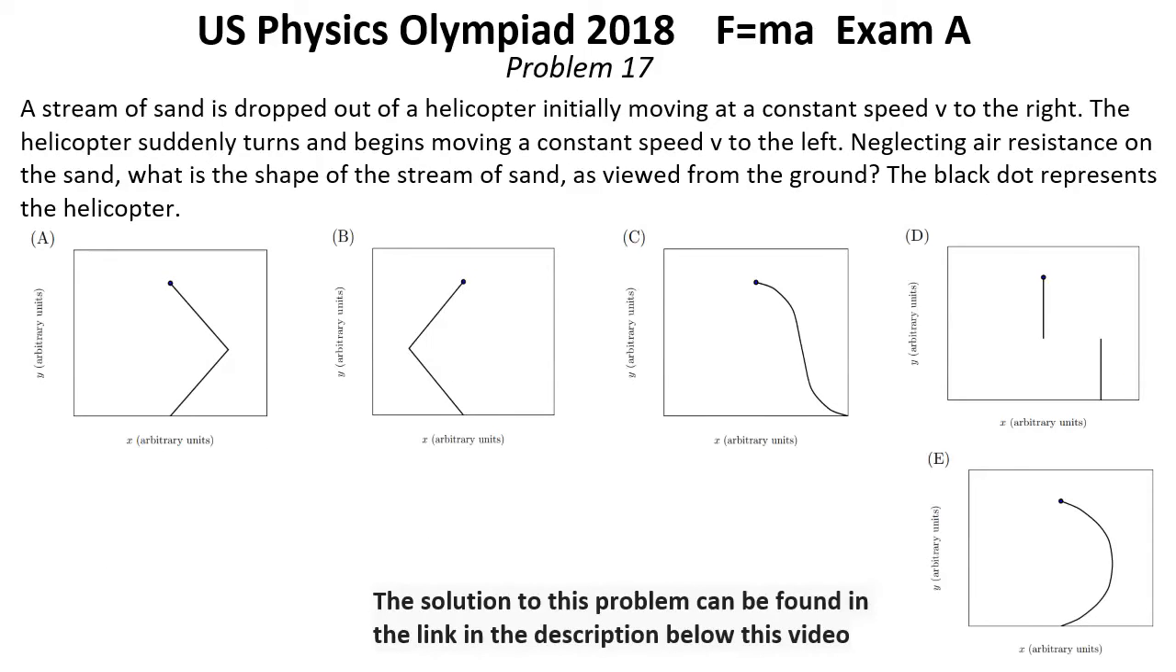Problem number 17. A stream of sand is dropped out of a helicopter, initially moving at a constant speed v to the right. The helicopter suddenly turns and begins moving at constant speed v to the left. Neglecting air resistance on the sand, what is the shape of the stream of sand as viewed from the ground? The black dot represents the helicopter.